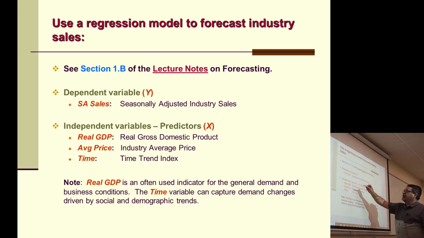We're going to incorporate real GDP, that's our customers' desire and ability to buy things. We're going to incorporate the average price. And of course, we're going to build time into it, or the history of our information.